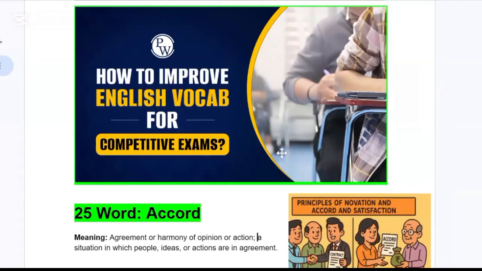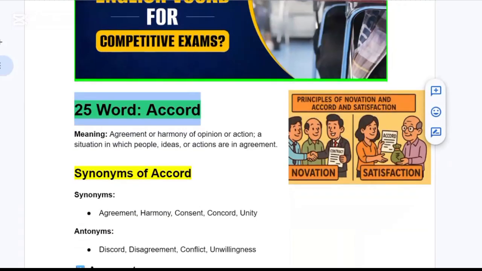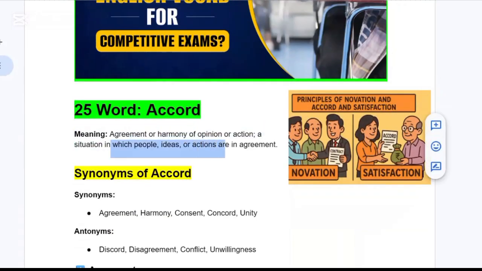This is the fourth series of vocabulary words for competitive exams. And the 25th word we have is accord. Accord is agreement or harmony of opinion or action. A situation in which people, ideas, or actions are in agreement. Means they are having consent and unity on the opinion or action.